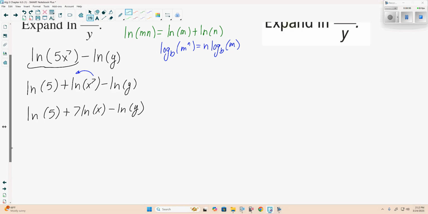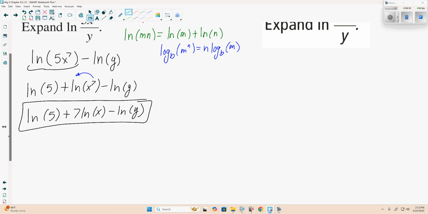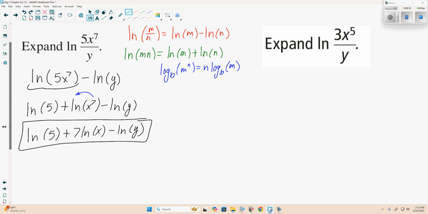Questions on this so far? Now, as we look at each of those logarithms, the number inside, so we have 5, x, and y. There are no exponents left. There's nothing being multiplied together. This is fully expanded. And that's it. We know our signs are right because everything that should be in the top, 5 and x, their logs are positive. Y is the only term in the bottom, and it should have a negative in front of it. It does. That's it.